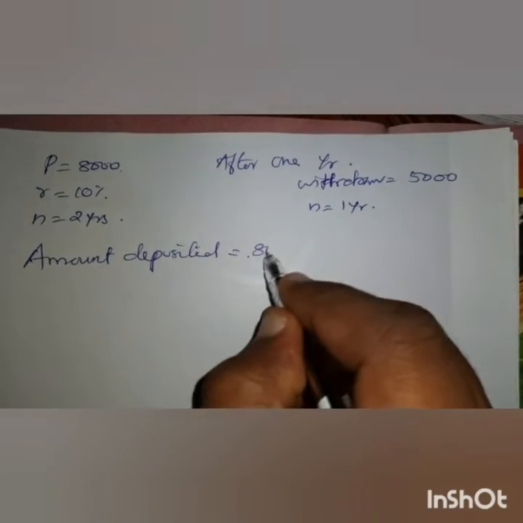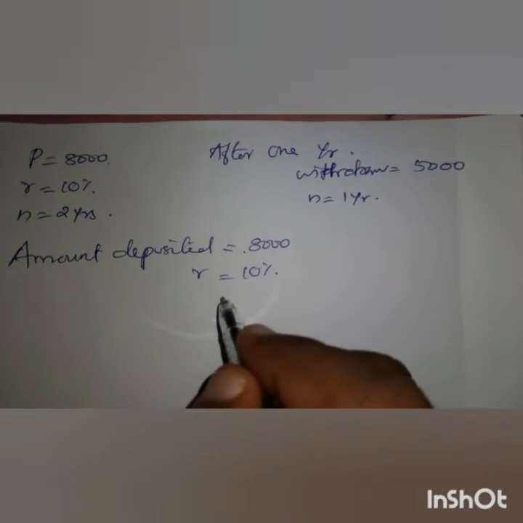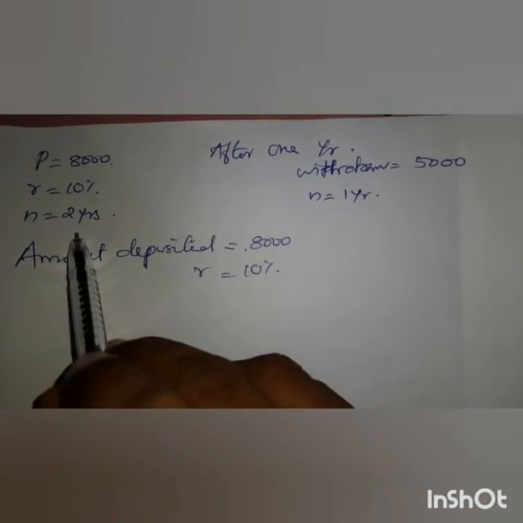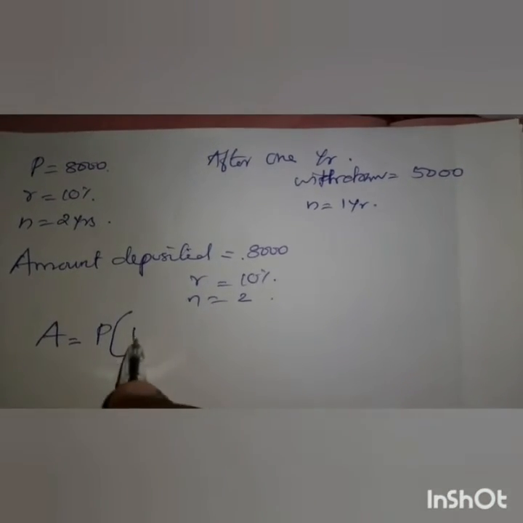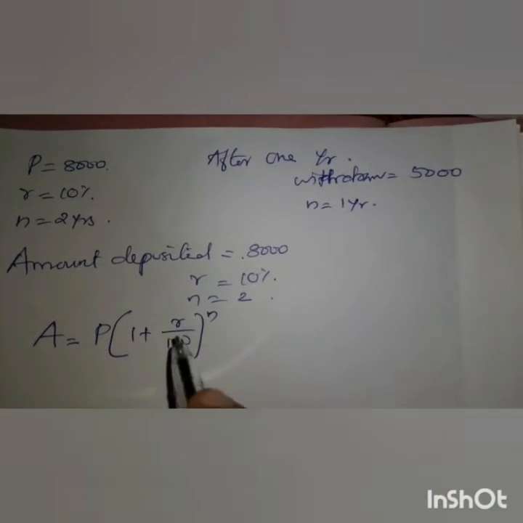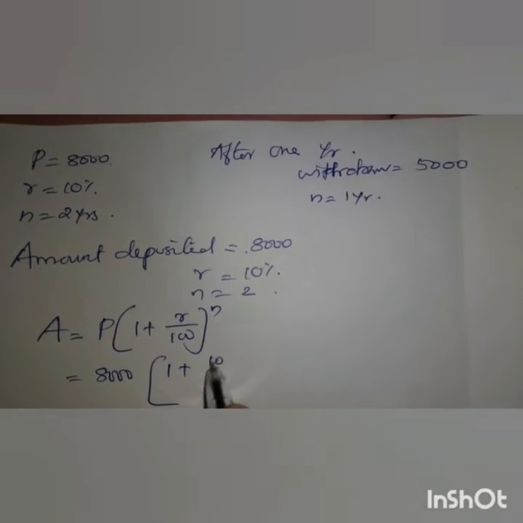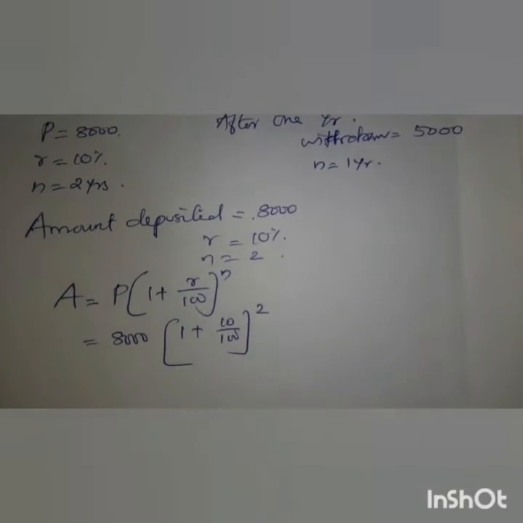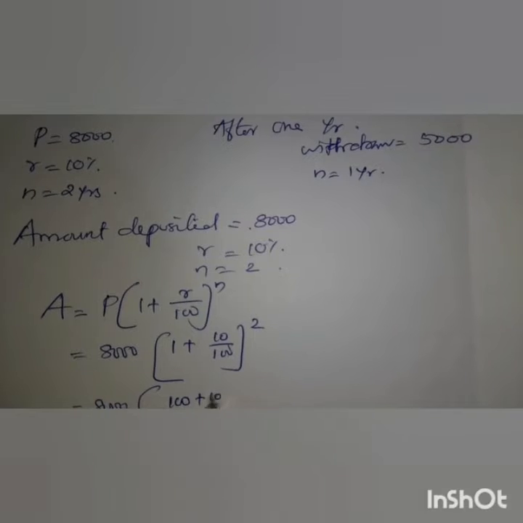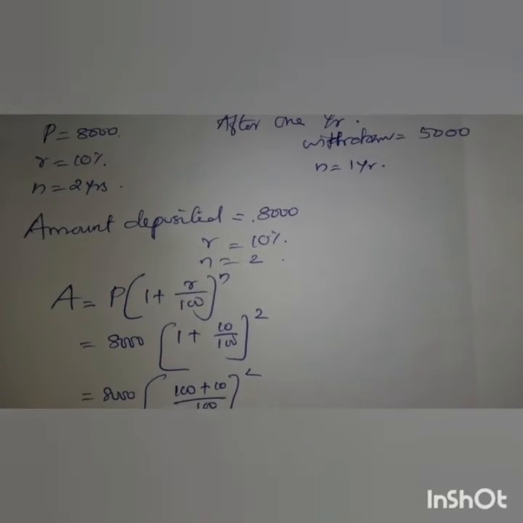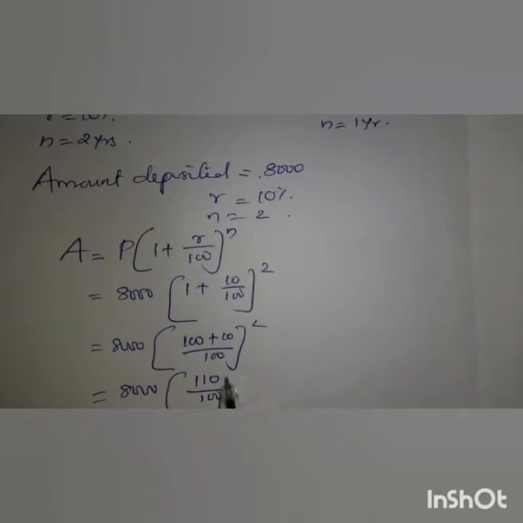The amount deposited is how much? 8,000 rupees. Rate of interest is 10%. It is for 2 years, so n is equal to 2. So A is equal to P into (1 plus R by 100) raised to n. So it is 8,000 into (1 plus 10 by 100) raised to 2. That is 8,000 into ((100 plus 10) by 100) square. So it is 8,000 into (110 by 100) square.